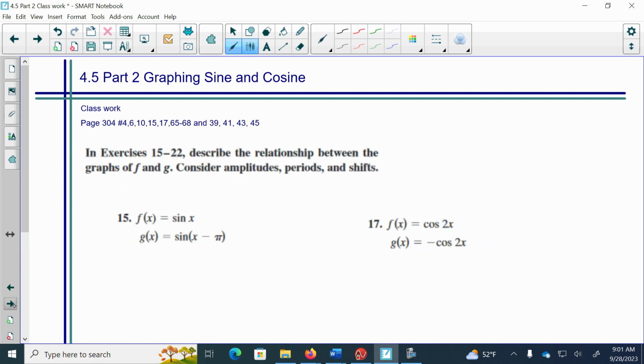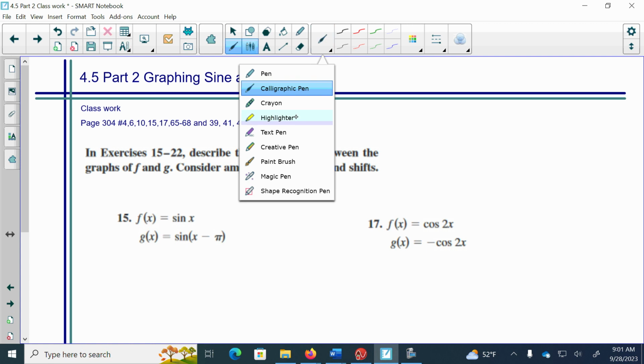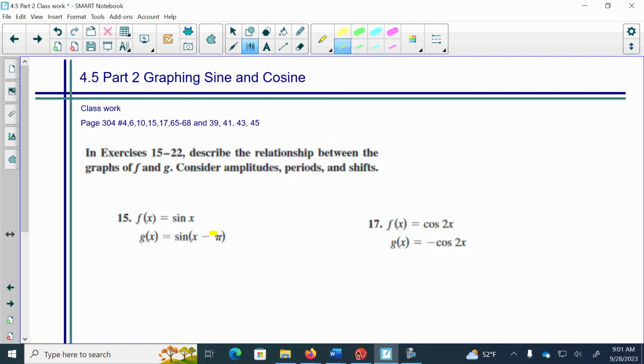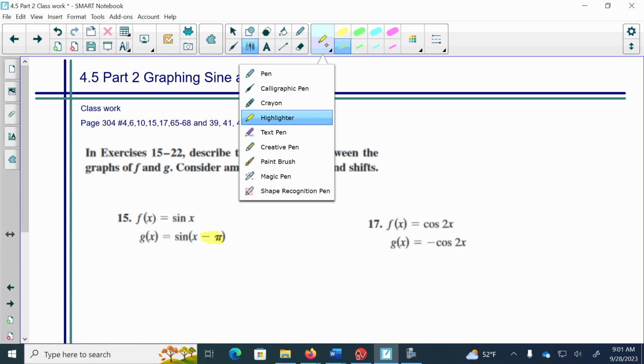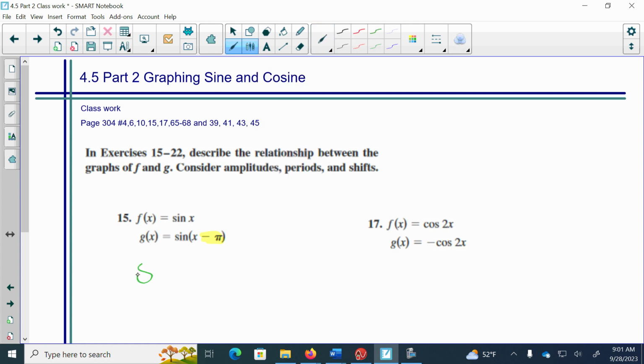Next one, you're describing the relationship between f and g. So f is the parent function, f of x is equal to sine of x. The only difference I see between these two equations is that I have this minus pi. I know that it's inside the parentheses, so it's going to be a horizontal shift. So I'm going to shift either to the left or the right. Because it's a minus, it's opposite of what you think, so I'm going to shift right pi units. This is very similar to what we did in Algebra 2.